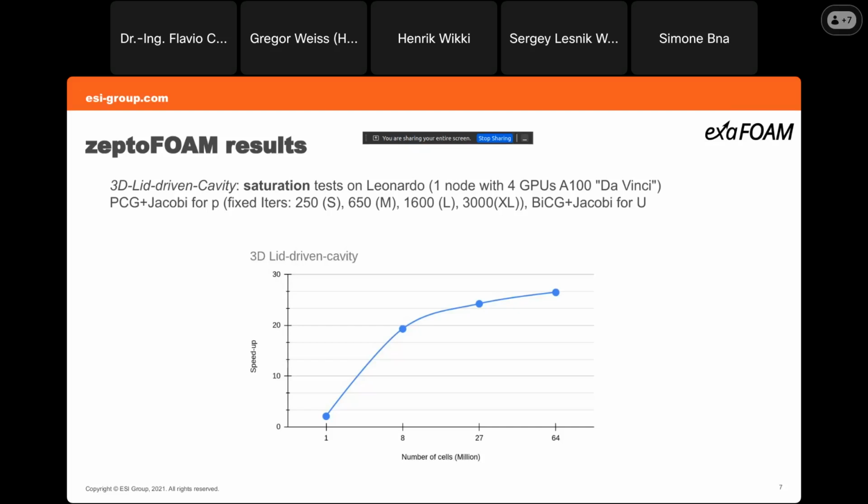The comparison is done using a fixed number of iterations. We increase the number of iterations because we are using Jacobi as a preconditioner, and if you don't increase the number of iterations, the solver does not converge, because Jacobi is not a good preconditioner for the pressure solver, but it is the simple preconditioner we implemented so far. So the comparison is done using the same solver between CPU and GPU.